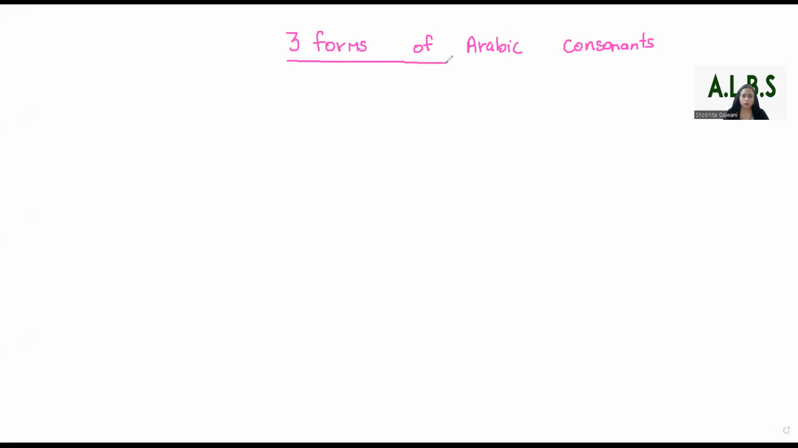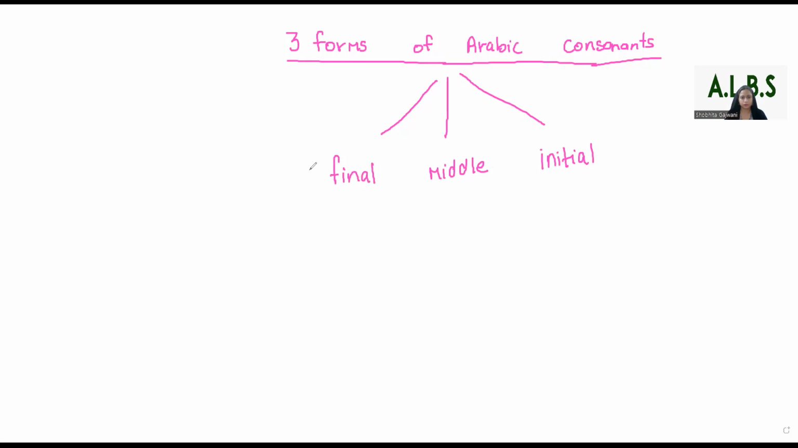Now, what are the three forms of Arabic consonants? First is initial, next is middle, and the third one is final or last.